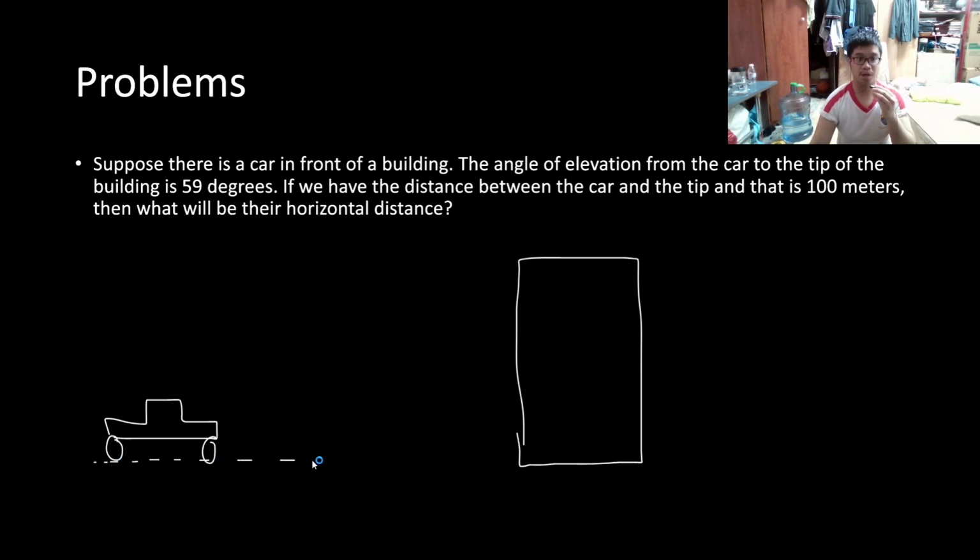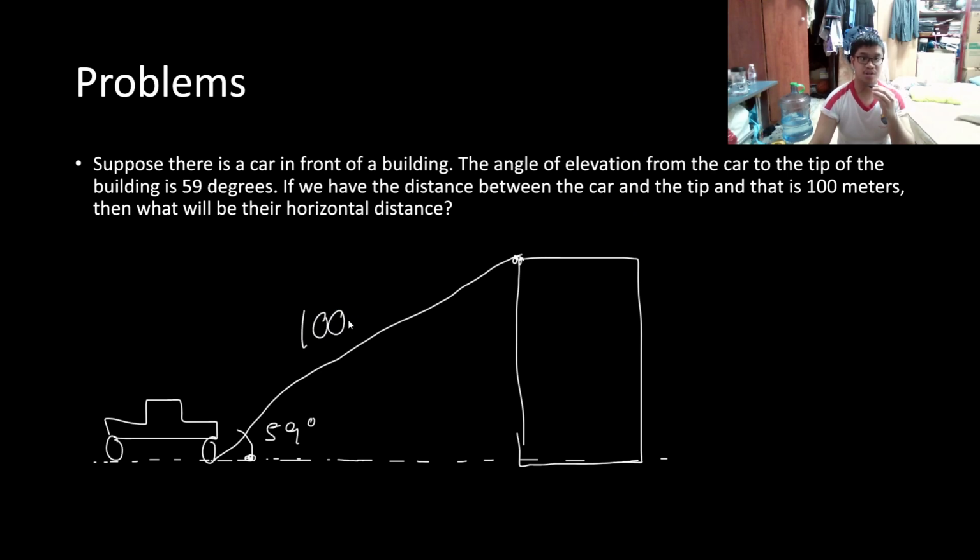So we assume that this is the horizontal plane. So we will draw an angle starting from the car going up. You will have 59 degrees, from there up to the tip of the building. That's it. So now if we have the distance between the car and the tip, and that is 100 meters, so this is the distance between the two, then what will be their horizontal distance?